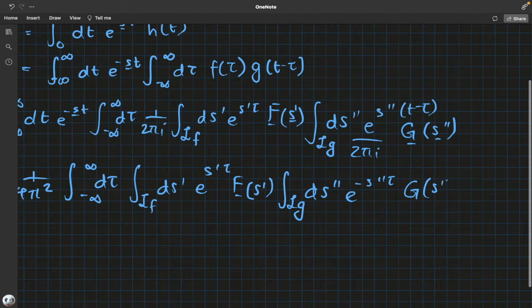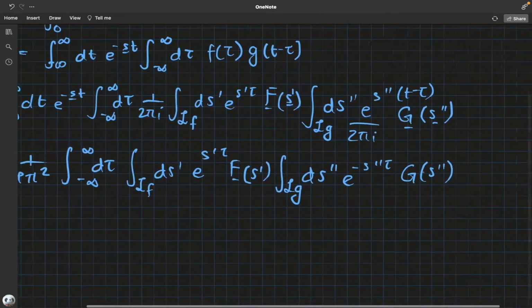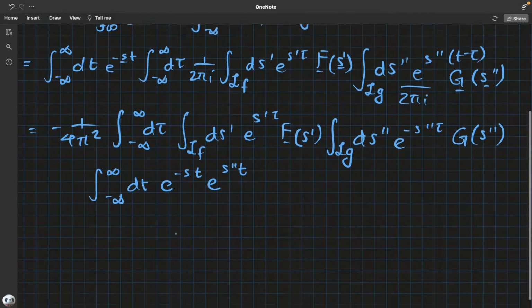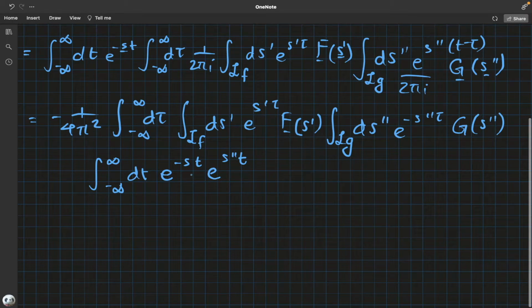And we have a g of s double prime. And I think maybe I should use the next line. This is all in one line, but and then the t integral, e to the minus s t e to the s double prime t. Now what I want to do, I want to sort of find a way to get a Dirac delta out of all of this. That will really help us break everything down easily.